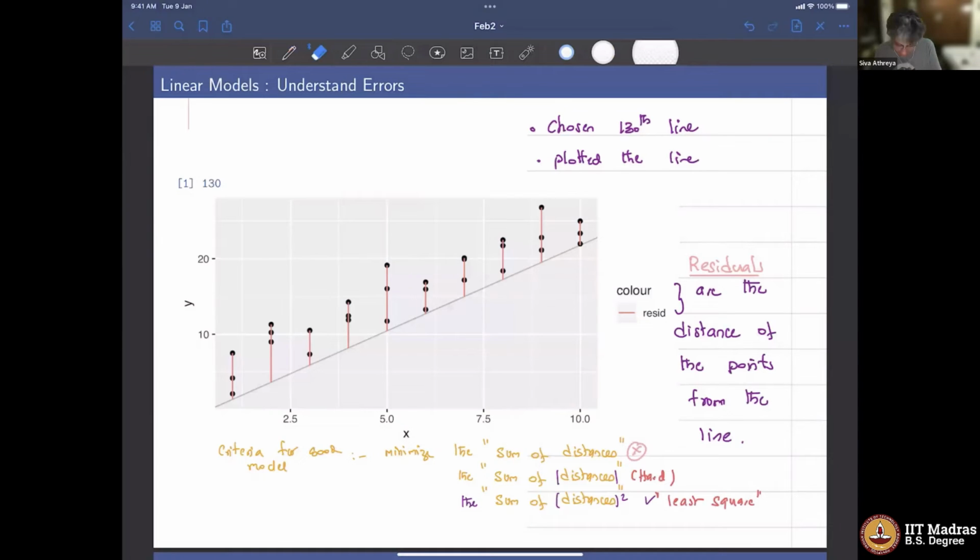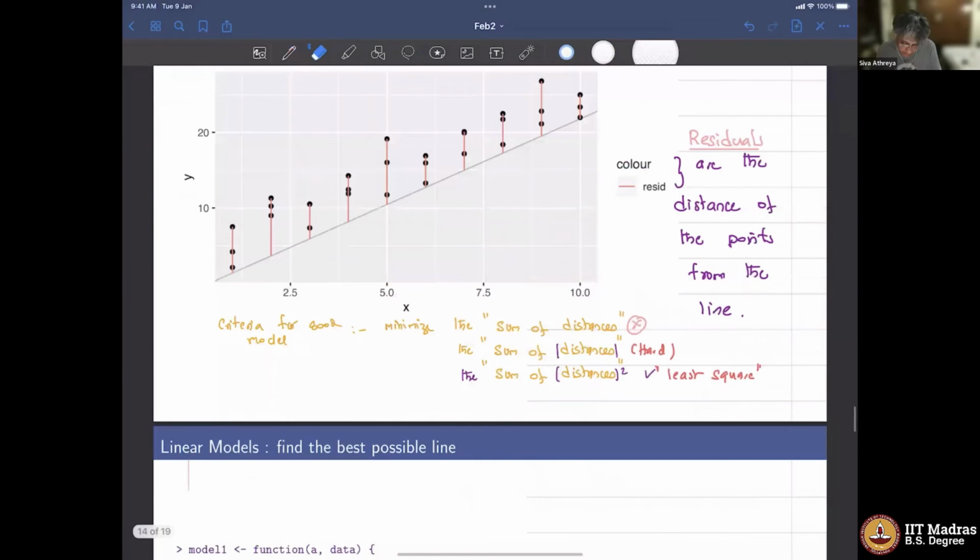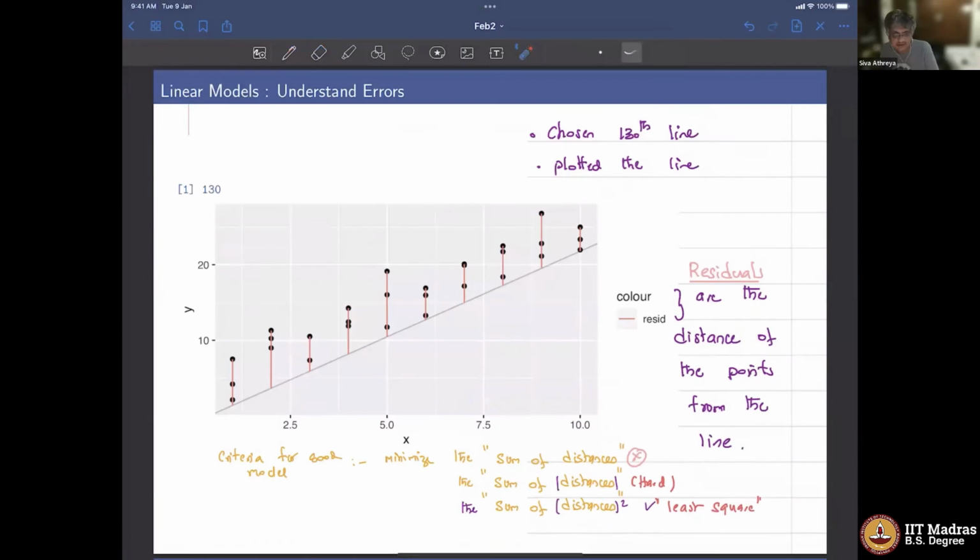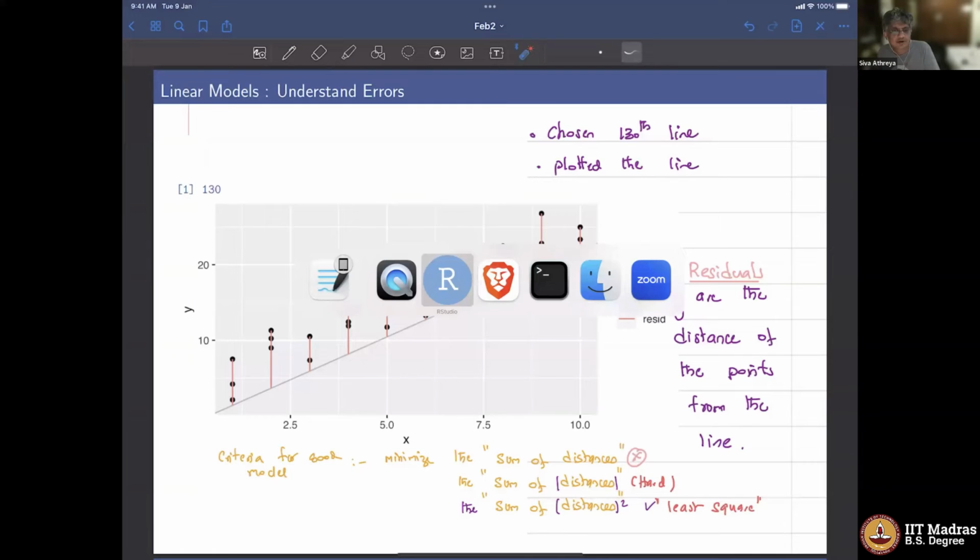Okay. So now to do this, I have to write R code. First, for every line, I have to find this quantity, right? Then I have to find the minimum over all possible lines available, not just from my 250 models, but from all possible models, and find the answer for them. That's what I have to do. So let me go back and show this R code a little bit, and see what the R code is doing.